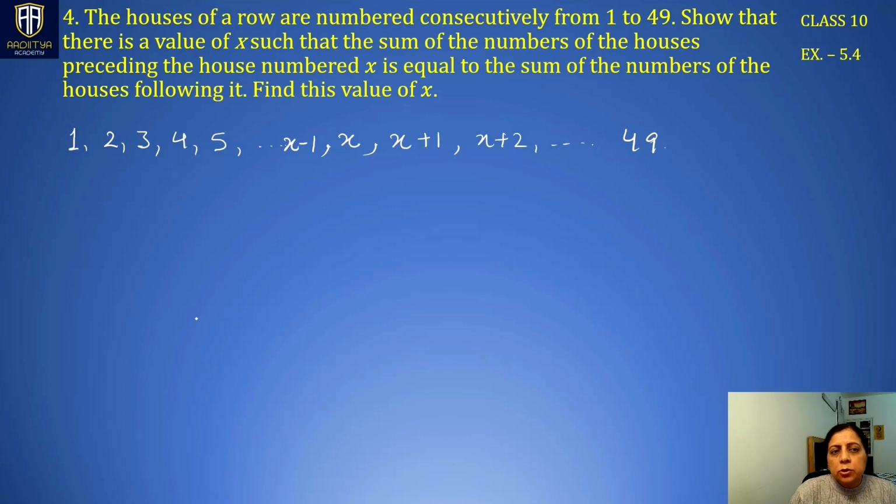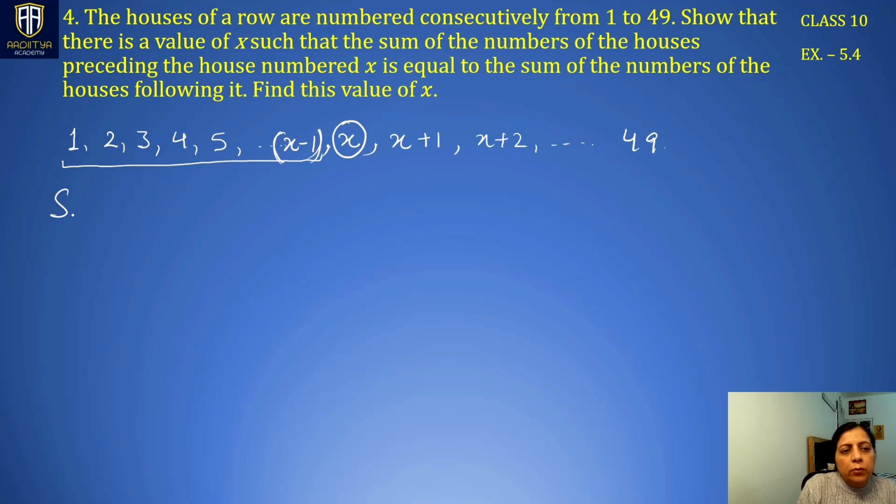The question says, show that there is a value of x such that the sum of the numbers of the houses preceding the house numbered x, that means we have to take the sum of these numbers which are before x. X is not included. Preceding the house numbered x is equal to the sum of the numbers of the houses following it. That means x is not included in this sum.